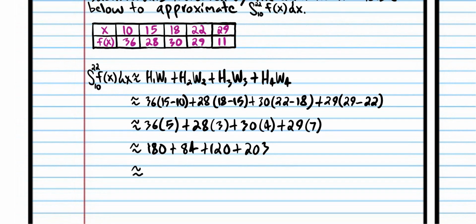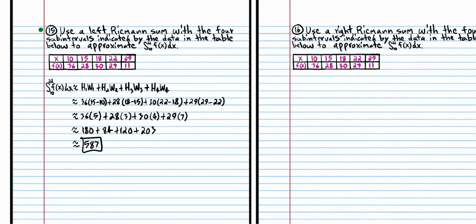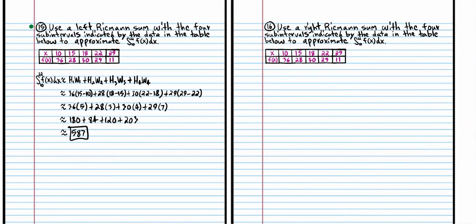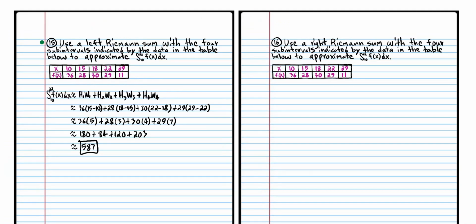Okay, we're back, and we get 587. So if you got that approximation, excellent. Okay, so I want you to try number 16. Number 16 is the same problem, except now we're using a right Riemann sum instead of a left Riemann sum. So we're going to be starting with this number rather than this number, because it's a right Riemann sum. So try number 16. When you come back, we'll do it together.